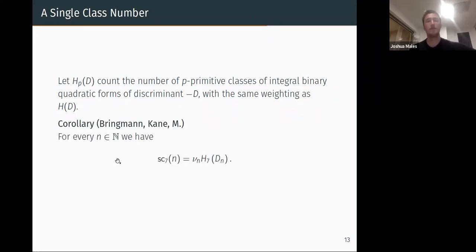Then, for every n, we have this, I think, quite beautiful formula. The number of self-conjugate 7-cores is just, up to some factor, the number of 7-primitive binary quadratic forms of some discriminant depending on n. Okay, so this extends Ono and Raji, but all of the proofs here were also based on generating functions using modular forms. So we also want to give some combinatorial explanation.